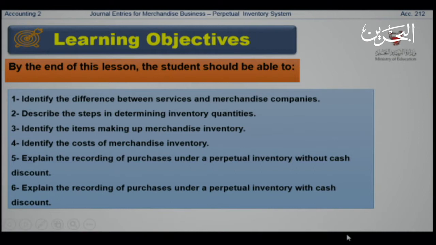Thirdly, identify the items making up merchandise inventory. Fourthly, identify the cost of merchandise inventory. And fifthly, explain the recording of purchases under a perpetual inventory system without cash discount. And we will finally end with explaining the recording of purchases under a perpetual inventory system with cash discount.